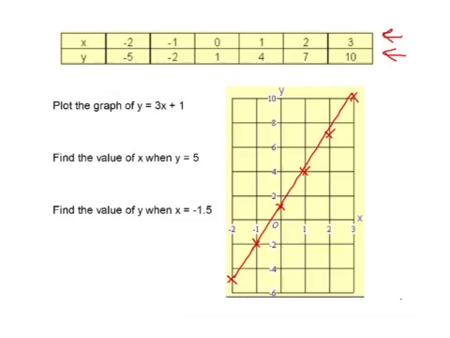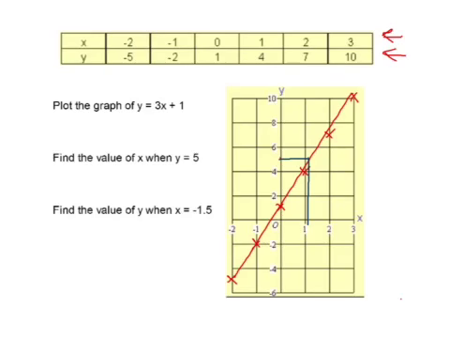Mine's not as accurate as yours should be because I'm drawing on the screen. But you get the idea. You put the cross on the graph, you draw your line straight through. Now you can actually find the value of x when y is 5. So when y is 5, this is this point approximately.